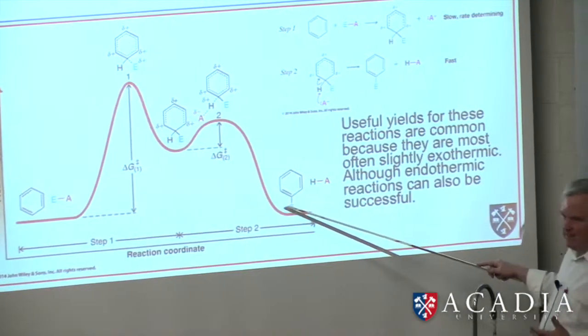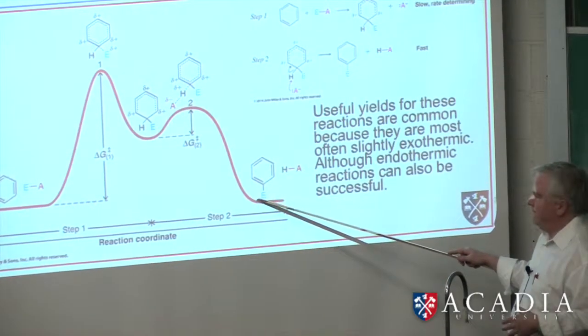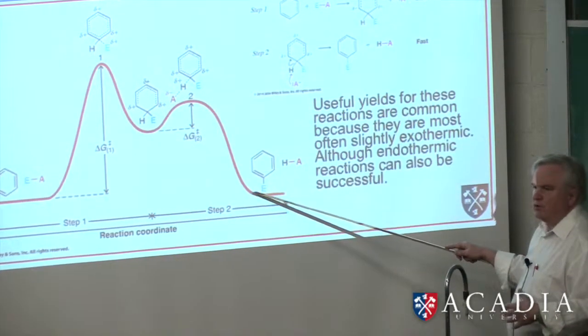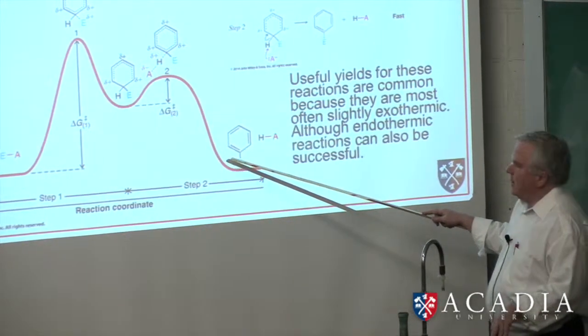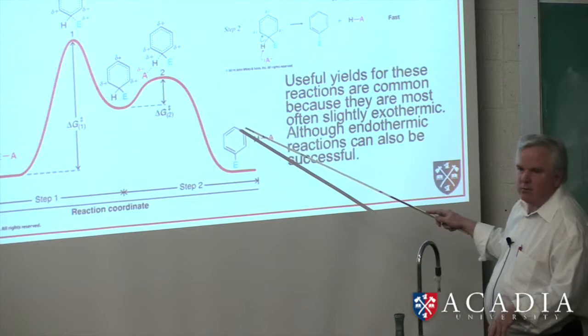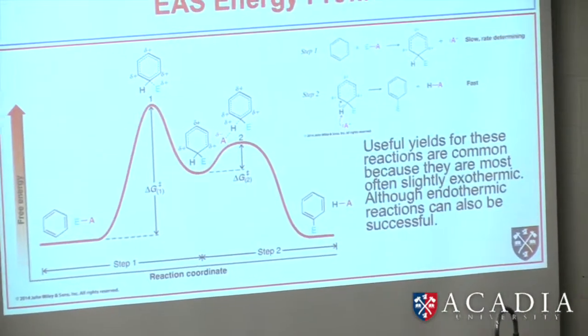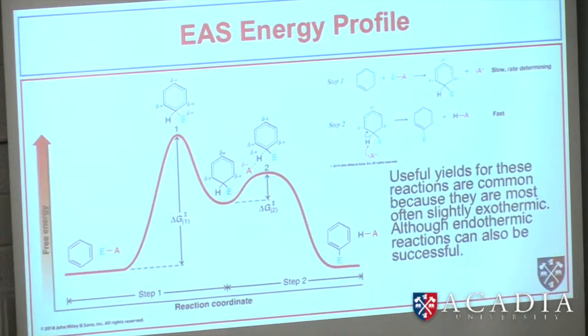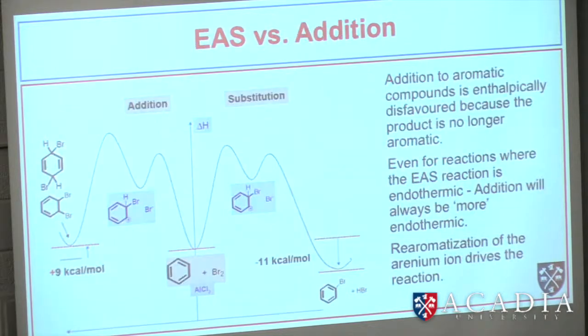These reactions are typically exothermic, but they need not be. Typically they're not strongly exothermic reactions. They're close to thermoneutral. Sometimes they're endothermic. We can still make them go by heating the reactions. And we get useful yields for these things. So the first step is the rate determining step, and the second one is fast.